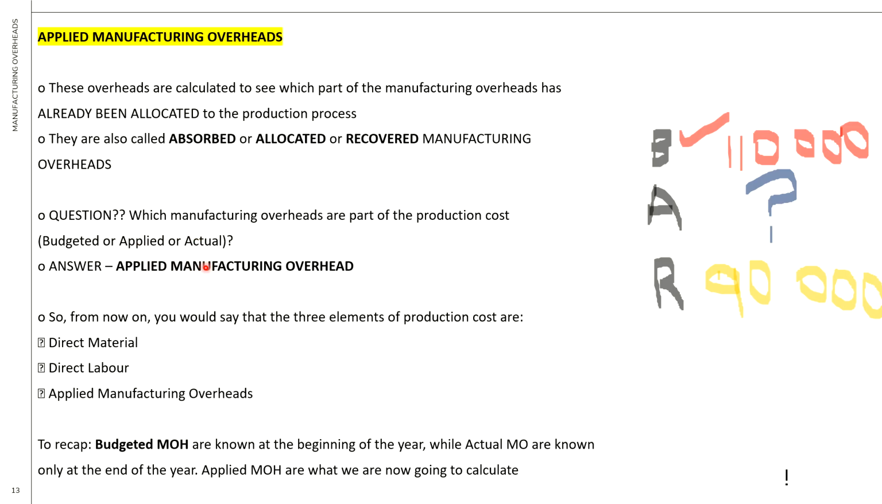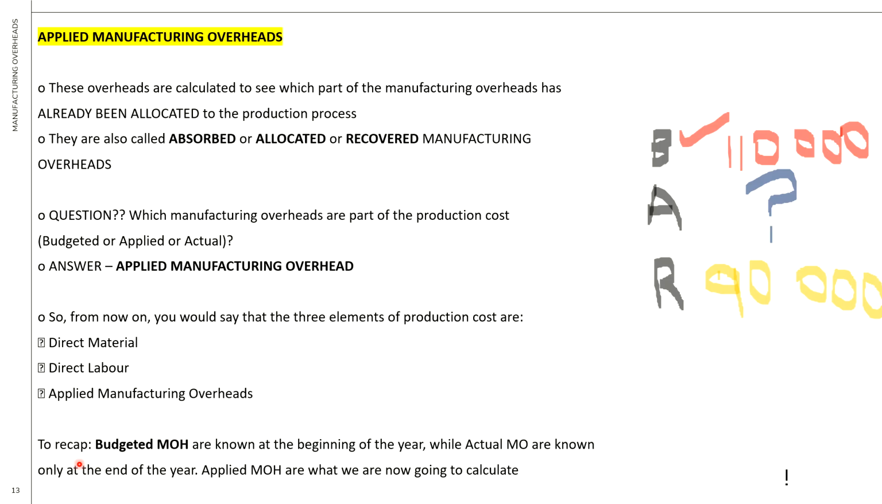The answer is applied. So whenever you talk about overheads, or you do calculations about overheads, the ones that you include in your production is the applied ones, not the budgeted ones, not the actual ones. You'll see when we do calculations. So from now on, you would say that the three elements of production cost are direct labor, direct material, and applied manufacturing overhead.